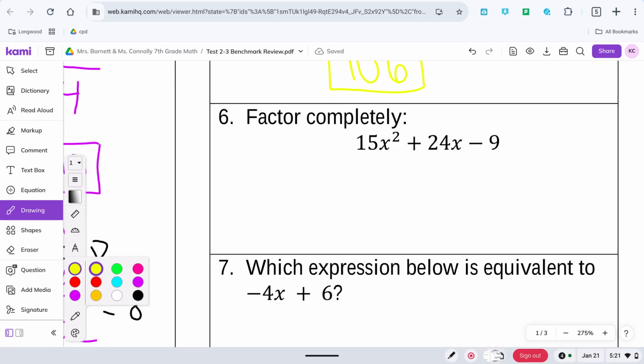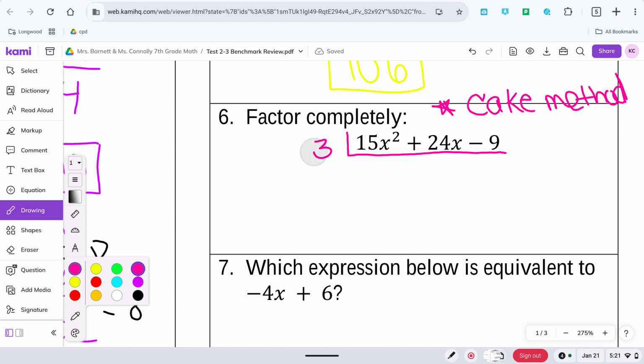Factor completely. This is using that cake method that we were talking about with the greatest common factor and thinking of common factors in general. Remember the cake method, if you don't get the highest factor or the greatest common factor at first, you can always add another layer, we call it, to the cake, and then you'd multiply all the numbers outside. In this case, 15, 24, and 9. The only number I can think of that those would share is a 3.